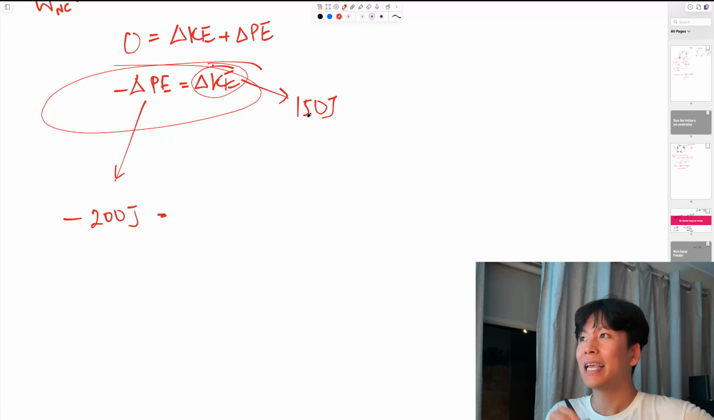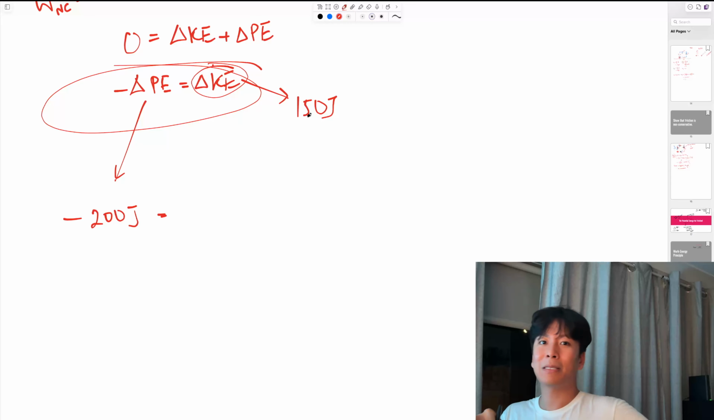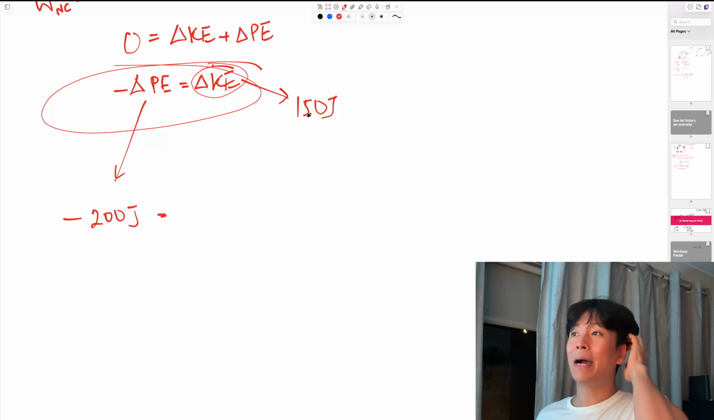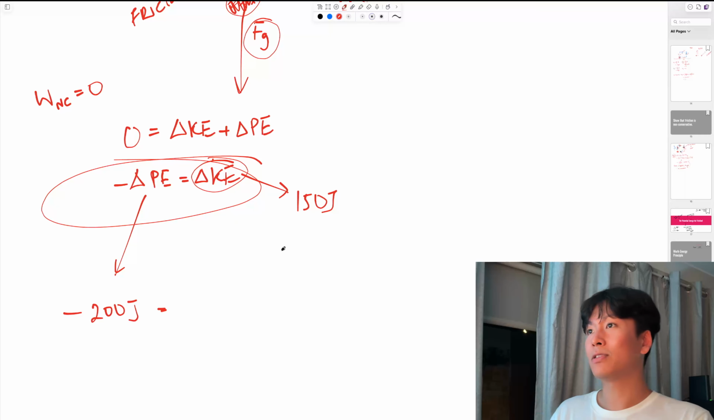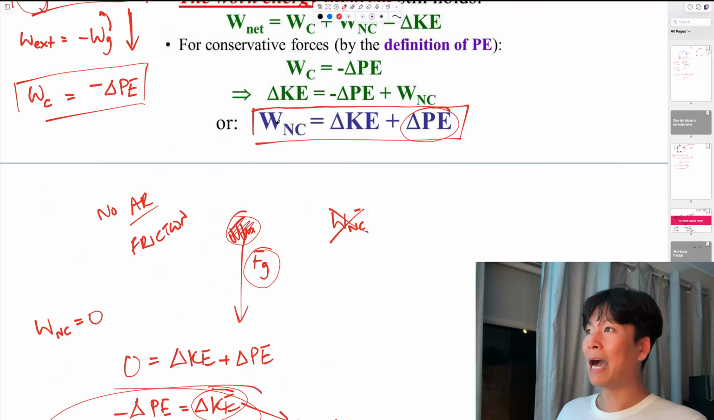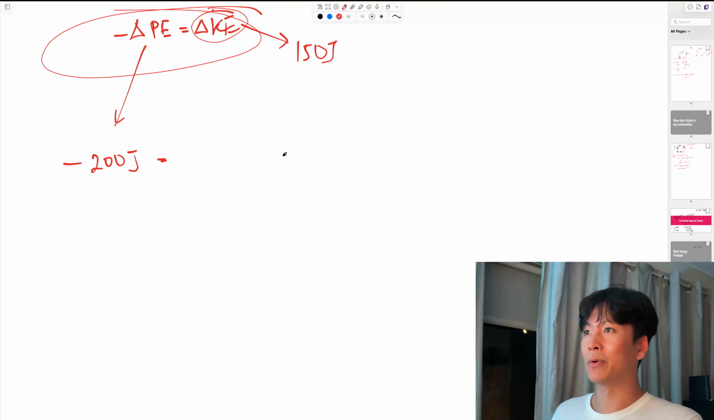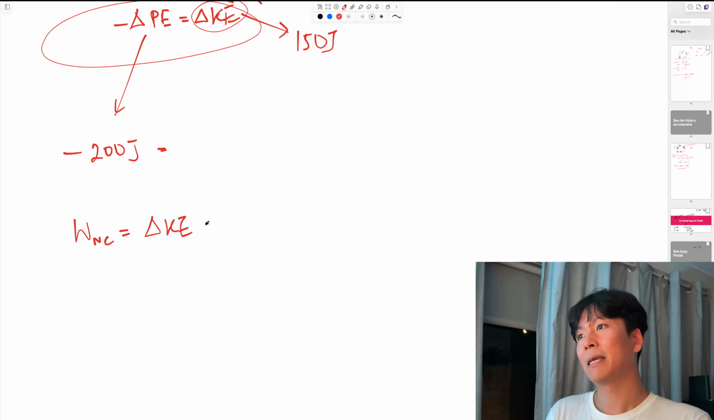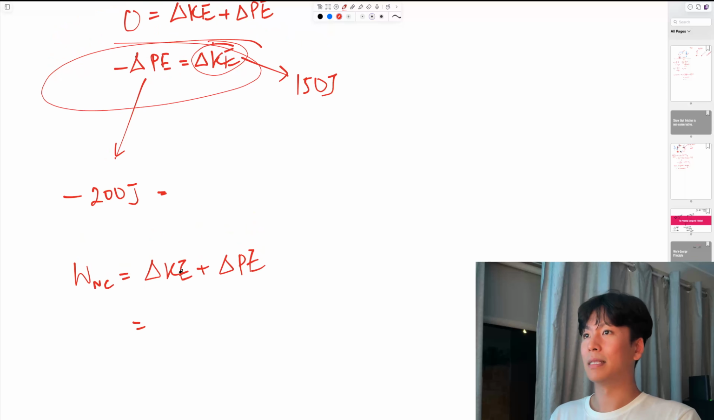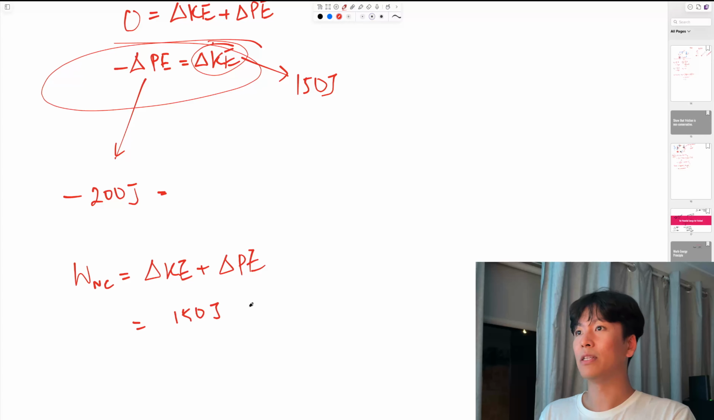What that means is that there is some energy or some work that's being done by a non-conservative force, right? Because they're not equal. These things are not equal. And so I can then work out how much work is being done by the non-conservative force. So I just have to go, well, my work done by non-conservative force is just change in kinetic plus change in potential. So in this case, change in kinetic is 150 joules. Change in potential is going to be 200 joules.